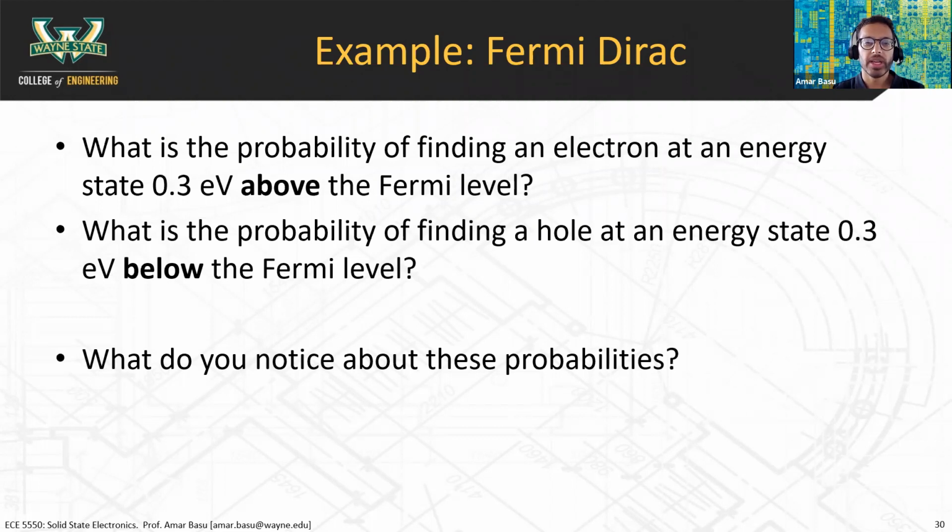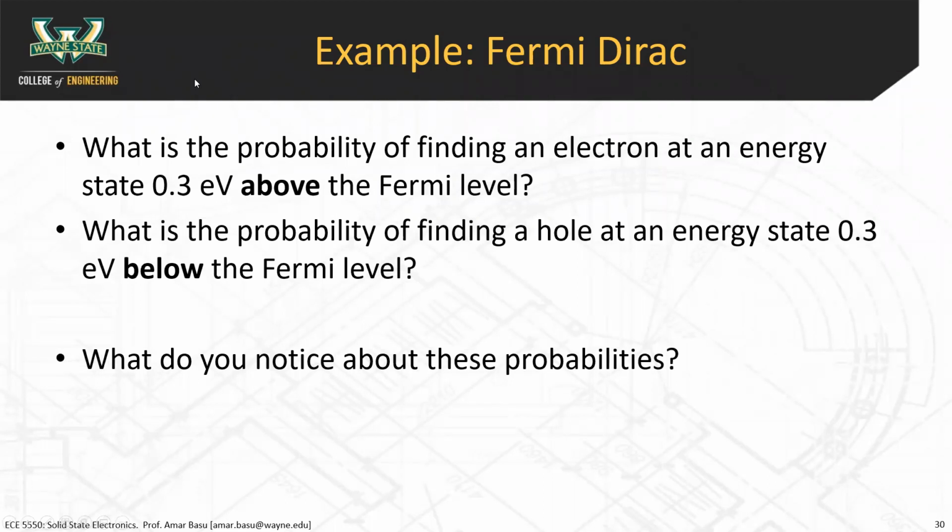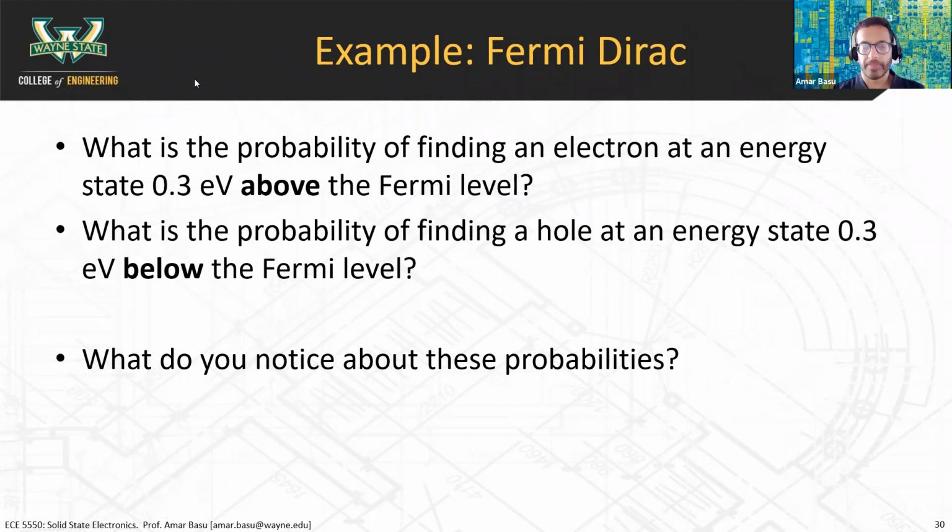Four minutes. And if you're done with that, then you can go ahead and try the second one. What is the probability of finding a hole at an energy state 0.3 electron volts below the Fermi level? And then, what do you notice about these probabilities? I'd like everyone to just go ahead and try that on your own. I will mute myself for a few minutes. For the temperature, are we assuming... Yep. Assume room temperature for these problems. Okay.